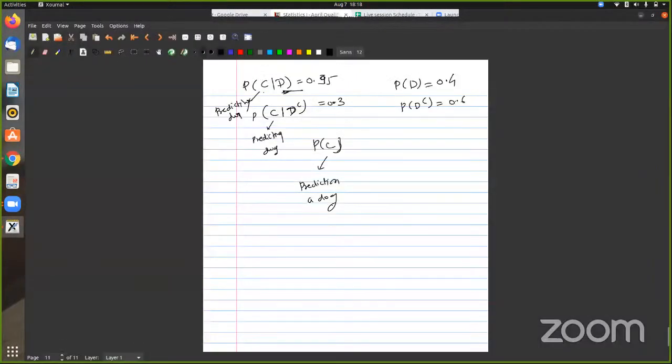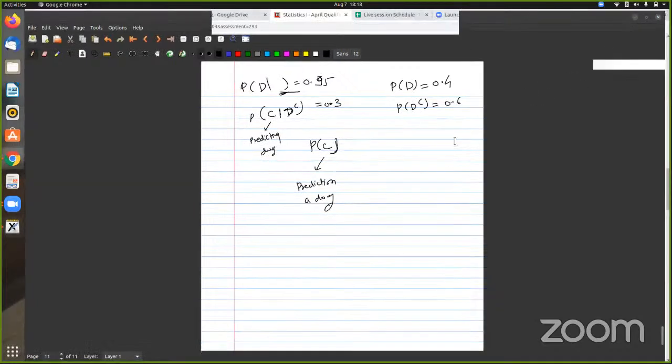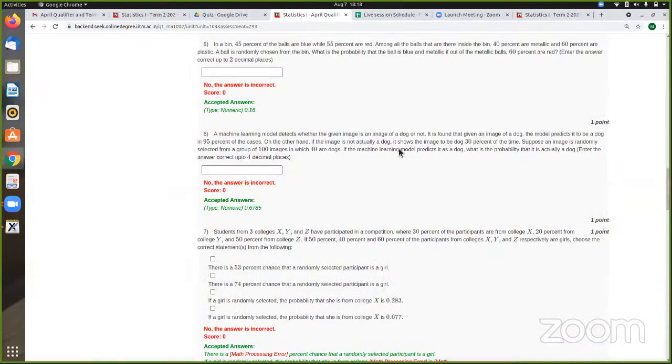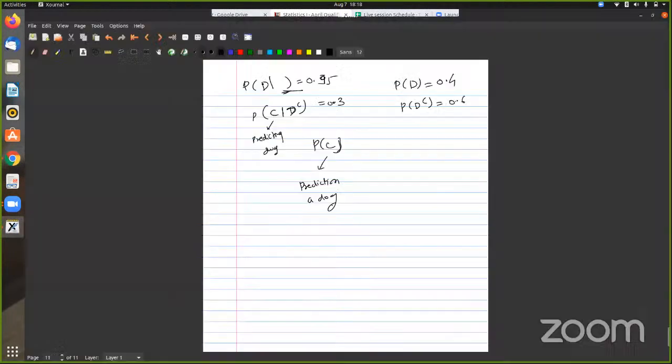So, am I defining it correctly? Given an image of a dog, so actually it is a dog. The first statement is, it is found that given an image of a dog, the model predicts it to be a dog. I think I defined it reversely. So whenever there is an actual dog, the model is predicting it as a dog in 95% of the cases. Is that okay? I guess the previous definition was correct.